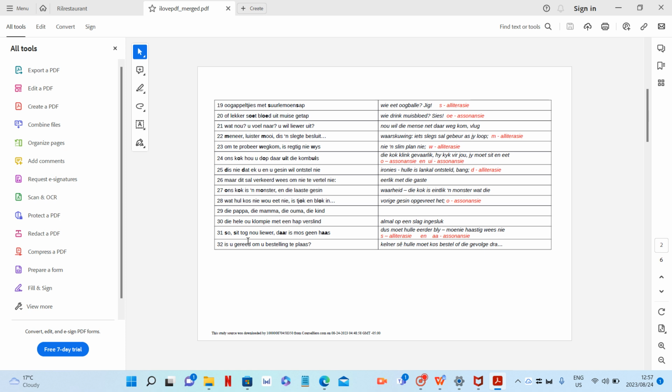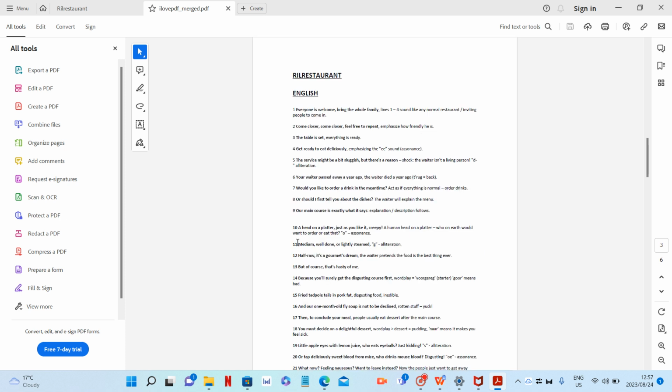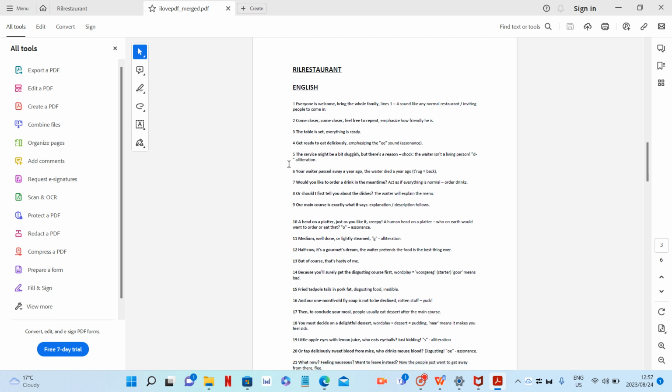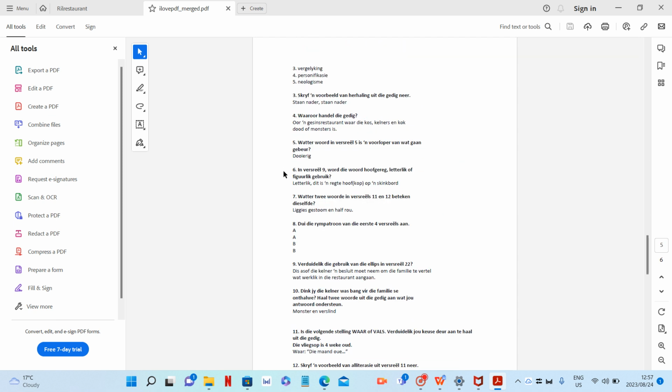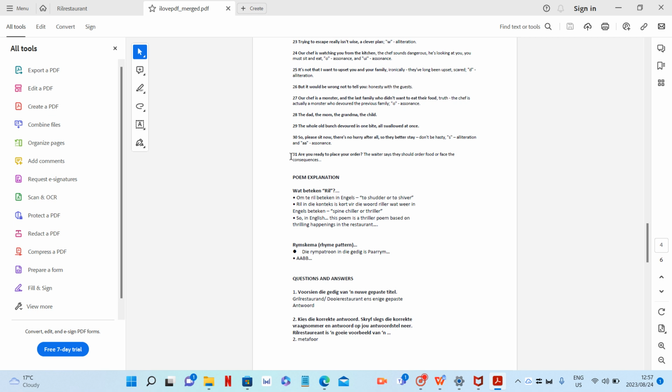The S and the S is your alliteration, and the AA and the AA is your assonance. So here at the bottom, we have the same thing, but it's translated to English for you. Now the explanation of the poem.